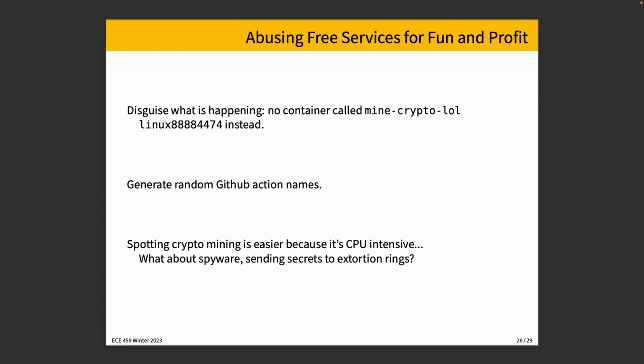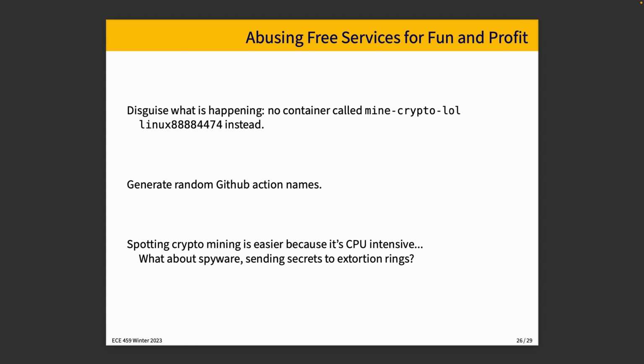Now, there's a little bit more to it, right? Like if somebody looked at running jobs and they saw a container that was called mine crypto LOL deployed, it would certainly look suspicious. So it's named Linux 88884474 instead, and it generates random GitHub action names to make it look much less suspicious. And that kind of thing makes it a little bit harder to identify rogue malicious processes at a glance. It's not always as easy as, I say, finding the one that's called mine crypto.